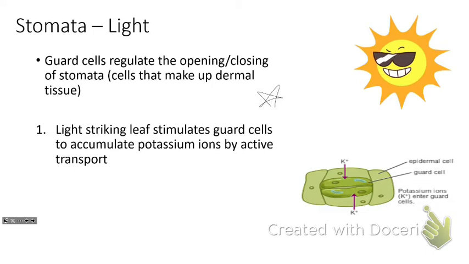Okay? So, remember, guard cells regulate the opening or closing of stomata, and stomata are cells that make up dermal tissue. Okay? So, step number 1. Light, when it strikes the leaf, is going to stimulate guard cells to accumulate potassium ions by active transport. Okay? By active transport. So does this require energy, active transport? Yes, it does. So what do we know about our concentration gradient right away?